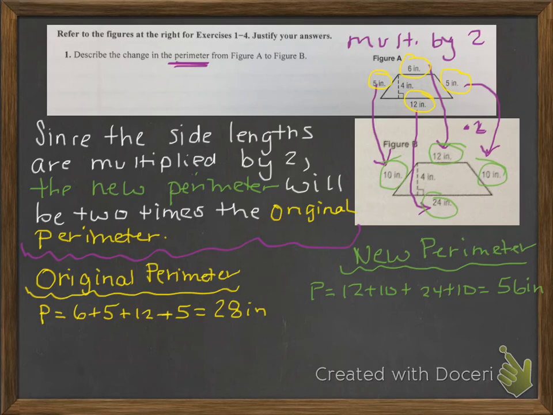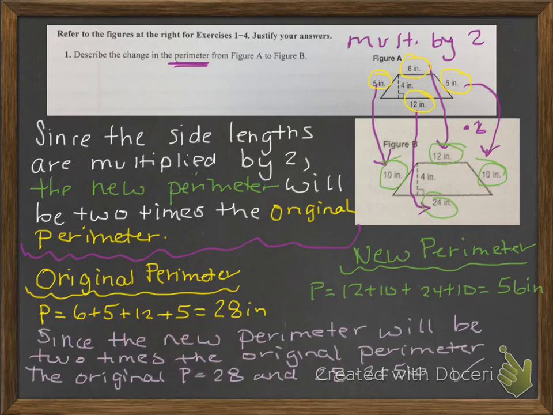So now our justify piece, the part that we are unfamiliar with, or the part that's new to us, is going to be this. So my justification looks like this. Since the new perimeter will be 2 times the original perimeter, which equals 28, and 28 times 2 equals 56, which was my new perimeter, in fact, right here.